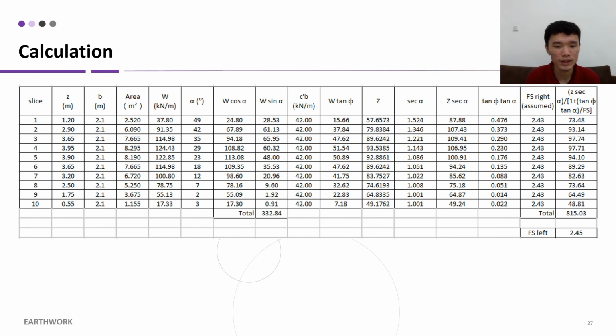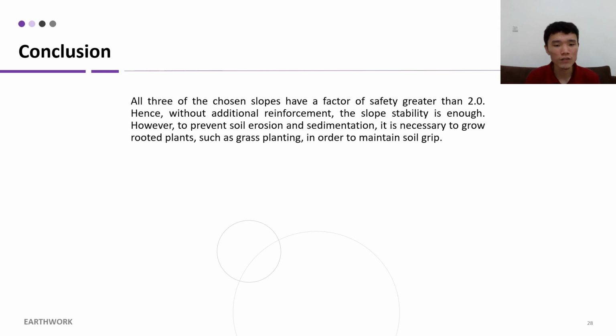for slope stability. All three of the chosen slopes have a factor of safety greater than 2. Hence, without additional reinforcement, the slope stability is enough. However, to prevent soil erosion and sedimentation, it is necessary to grow rooted plants, such as grass planting in order to maintain soil grip.